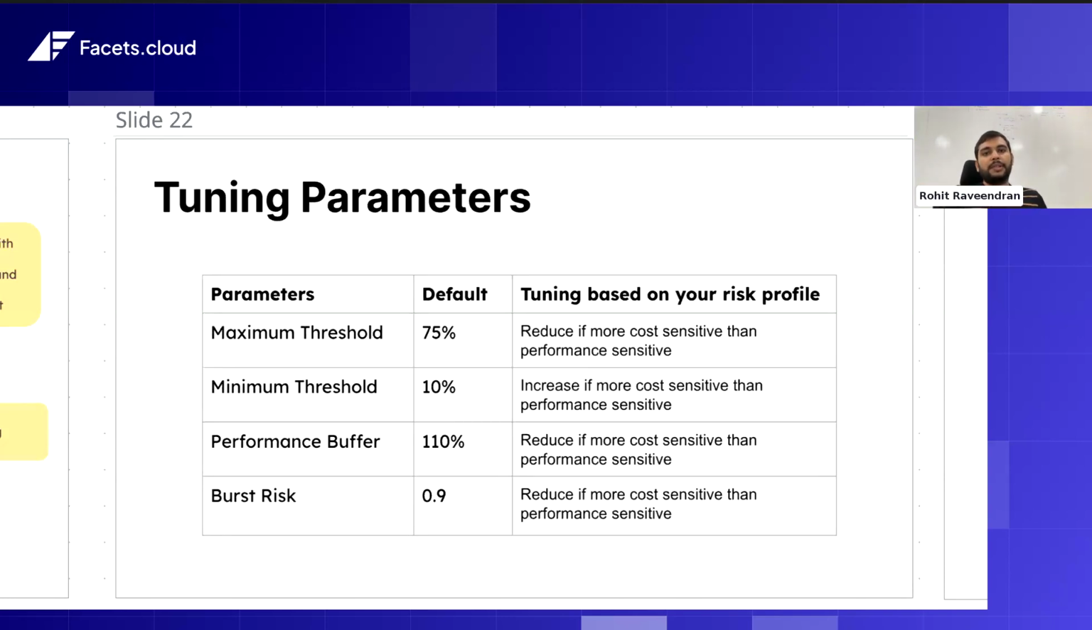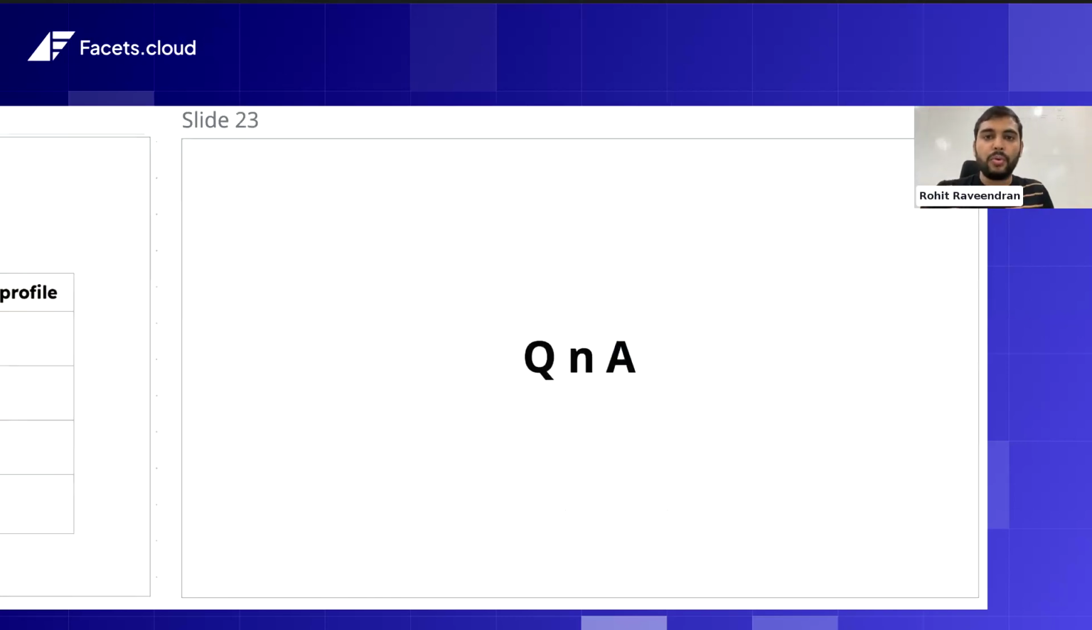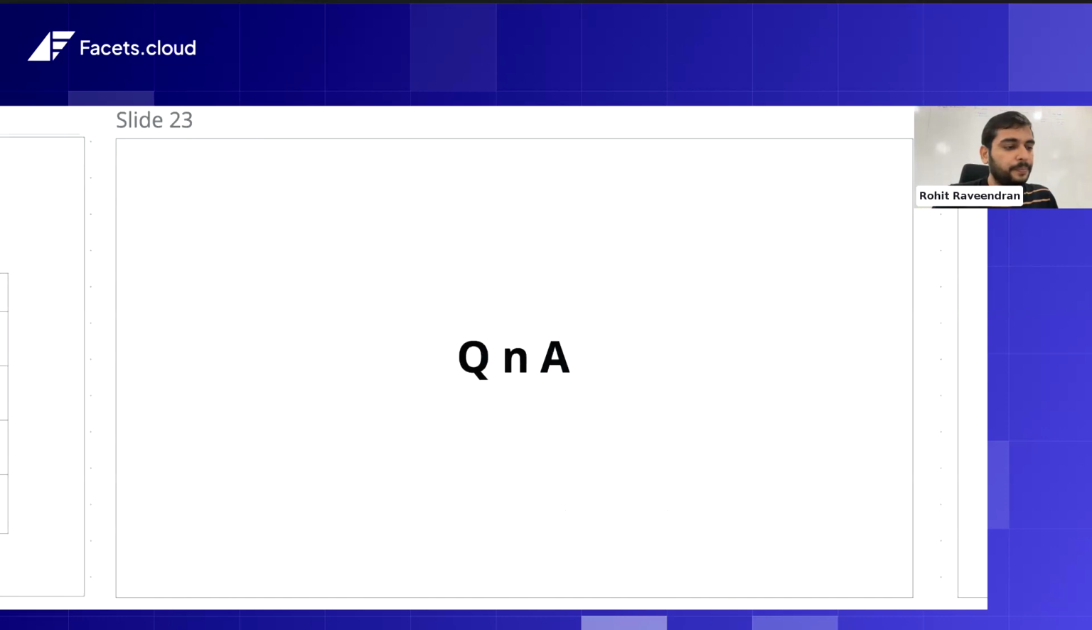Yeah, so this is pretty much the framework that we want to present. I think we are open to questions on this part now. Please do put your questions on Q&A and we'll raise it.